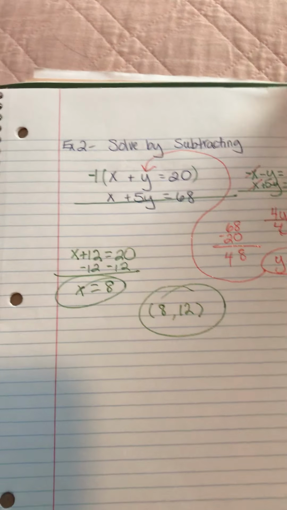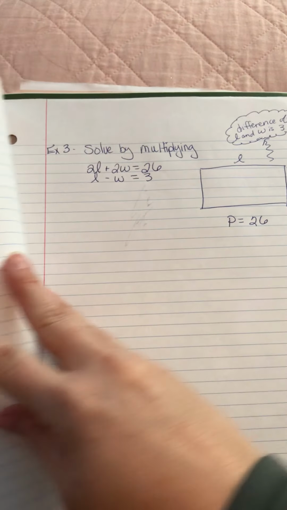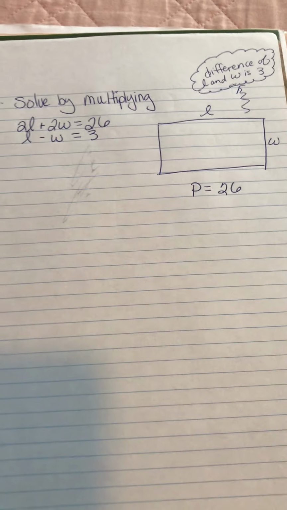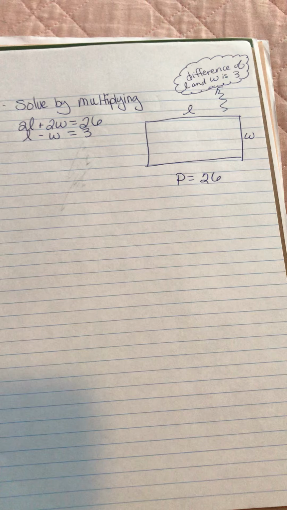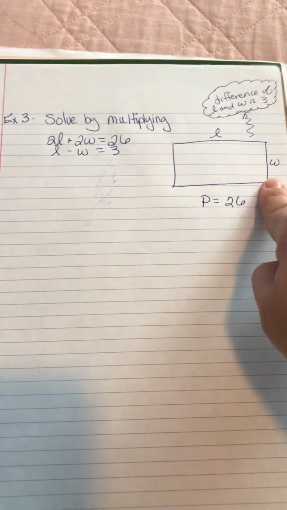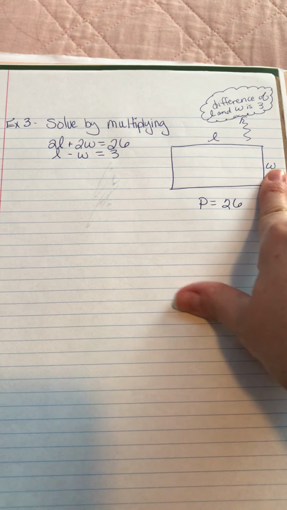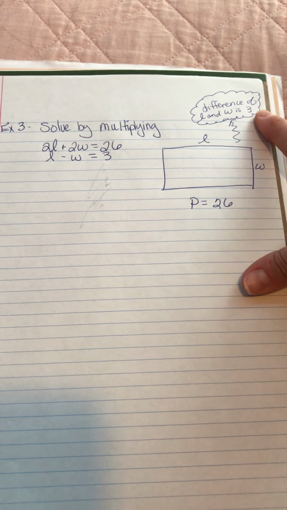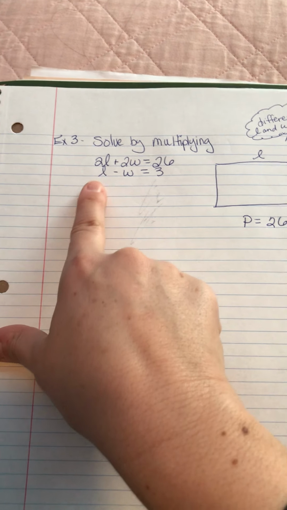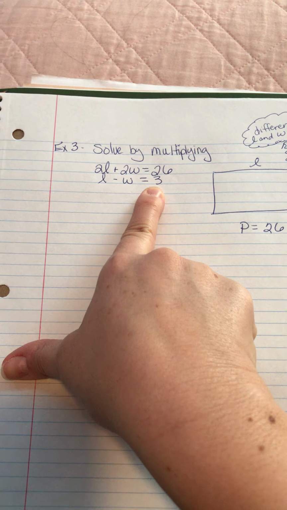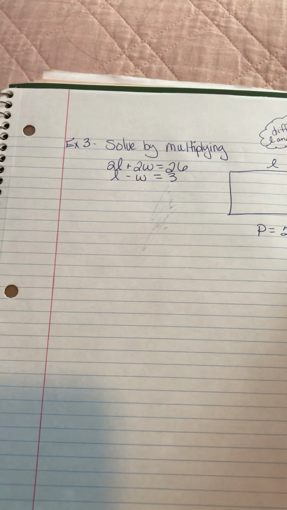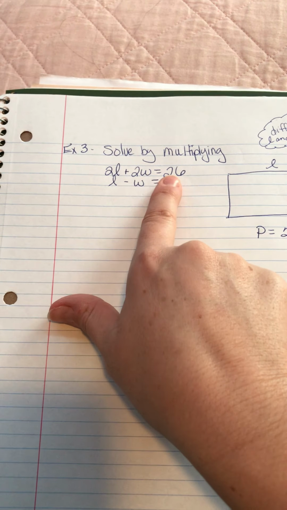What happens when just multiplying by a negative doesn't do the trick? All right? We have a rectangle here with length times width, right? It tells us that the difference of the length and the width is 3. So difference of length and width equals 3. It also tells us that the perimeter, so 2 L's and 2 W's, equals 26.